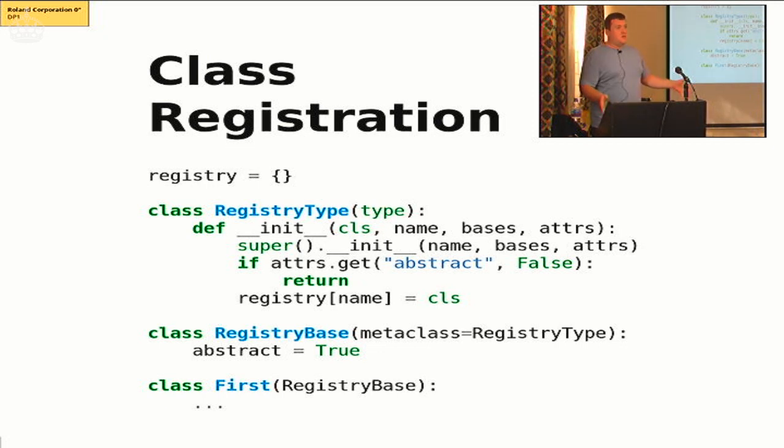Now that means nothing to Python, there's no native meaning to that. But when it goes into our metaclass, we can then pick up that attribute. There's a bit of a convoluted way of saying it, but if the class has abstract equals true set on it, then don't register it. We'll just return out of the init function. Otherwise, add it to the dict.